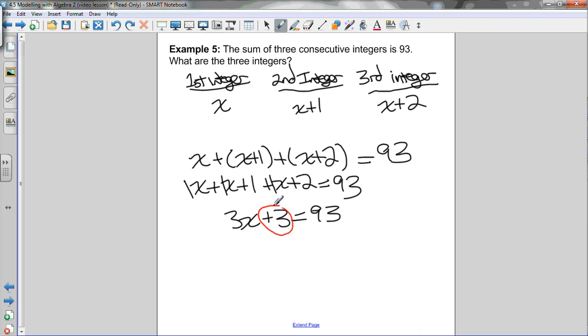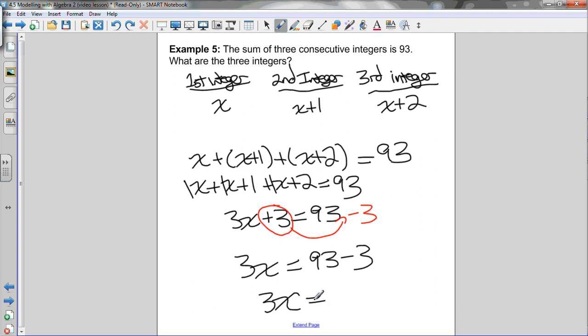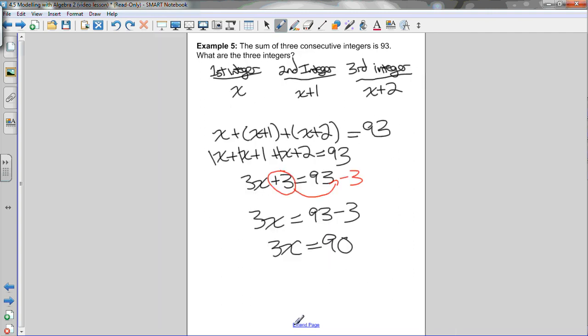On the left side, I'm adding 3. So that means when I bring it to the right side, I'm now going to be subtracting 3. So I'll rewrite this. 3x equals 93 minus 3. Simplify that. 93 minus 3 is 90. Now I have 3 times x equals 90.